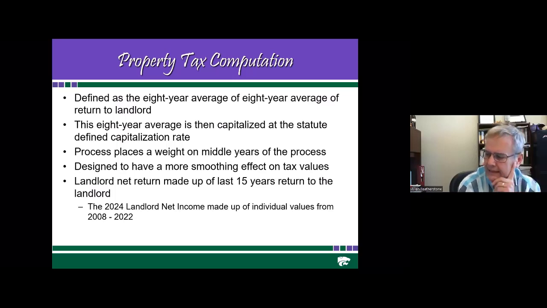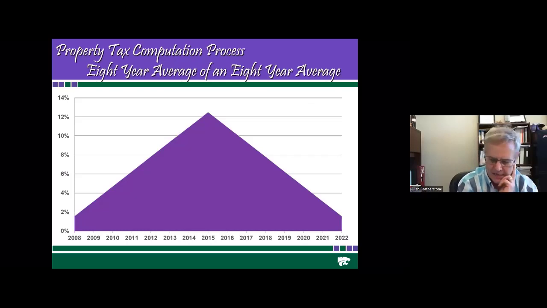And the landlord net income made up of the last 15 years is included there. So, for example, the 2024 values are 2008 to 2022 data is made up with regards to that. And so the weighting process essentially is in a triangle where the most weight is going to be placed on the middle years. And so as you get further out, there's not a lot of weight.